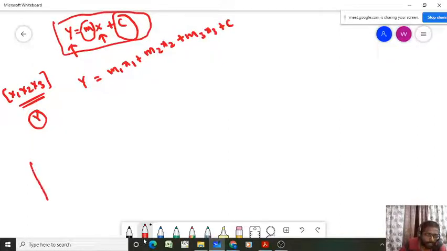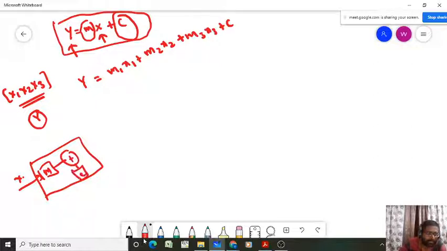So the simple linear regression model will be like this. This is the m, this is the x, and we are adding, we are passing the c, and it will give the output y.